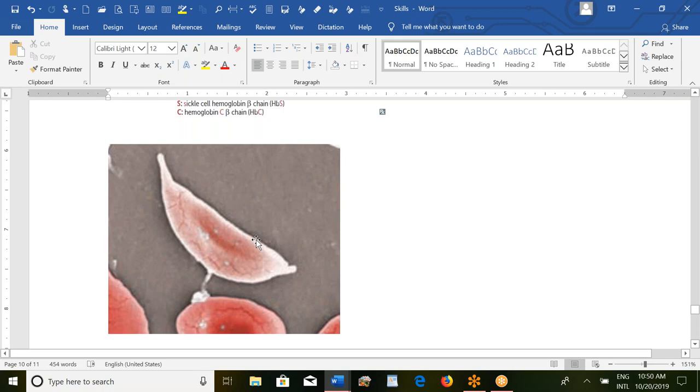So what type of disorder is this one? Hemoglobinopathy. What has gone wrong here? Glutamic acid has been replaced by another amino acid called valine. If there is less oxygen saturation, this hemoglobin will crystallize, and the cell will change its shape into a sickle.